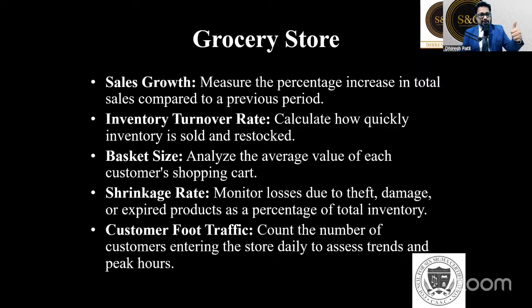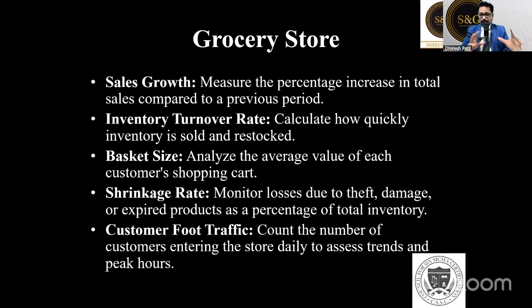Always remember this. When we have smaller inventory which is turning around faster, that means you are accumulating small inventory which is getting consumed, which is getting sold, and then you are replenishing it. That is the ideal model as far as lean is concerned. Then the basket size, the average value of each customer shopping cart. That is also one indicator. Let's say if you have a bigger grocery store like DMart, etc. Shrinkage rate, monitor losses due to theft, damage and expired product as a percentage of the total inventory, right?